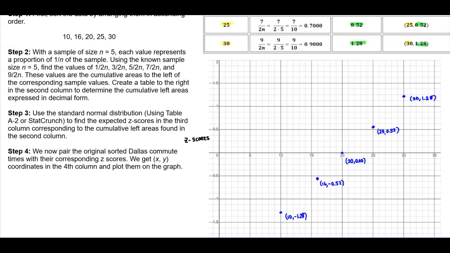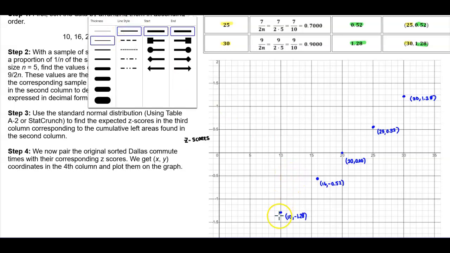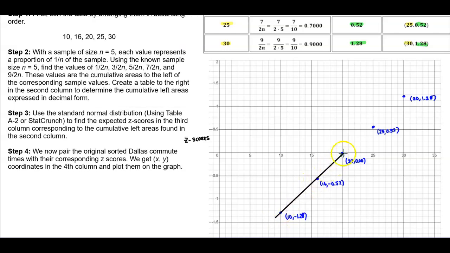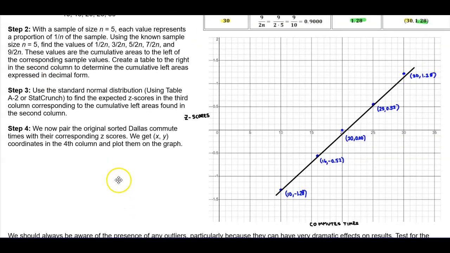Now we're not necessarily going to be able to connect these dots and get a perfect line. But what we want to do is draw a line through those points just to make sure, does this resemble a possible normal distribution? So if we take our line and just draw it through some of those points, are those points connecting a possible line? Well, the answer is yes.